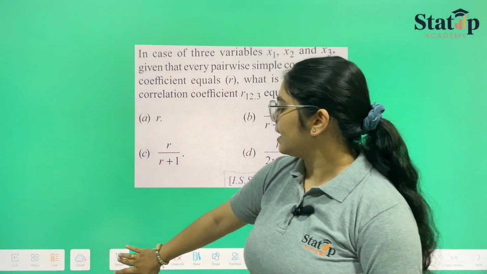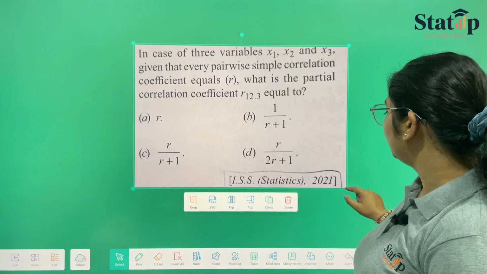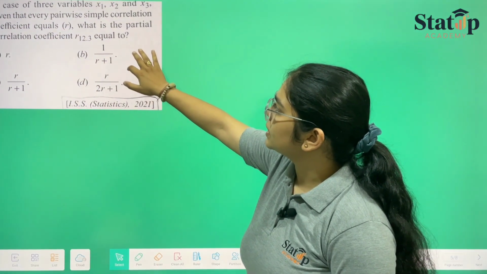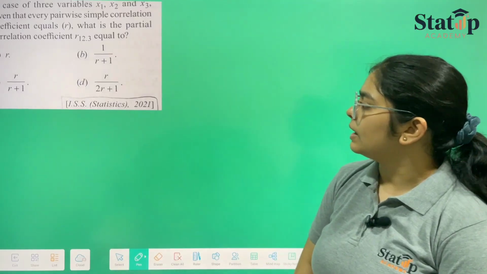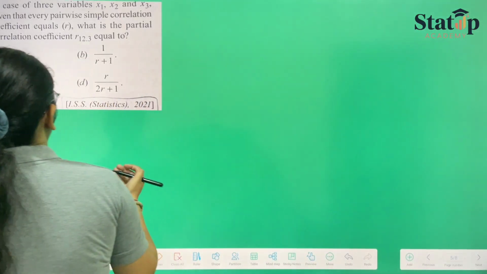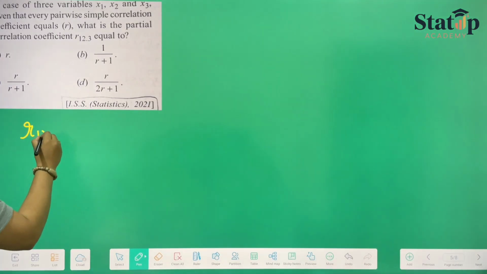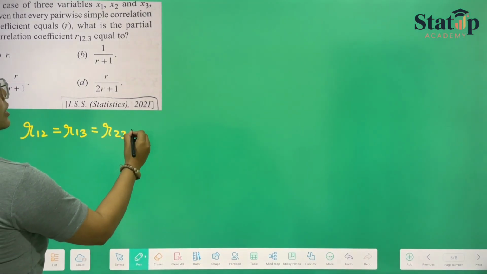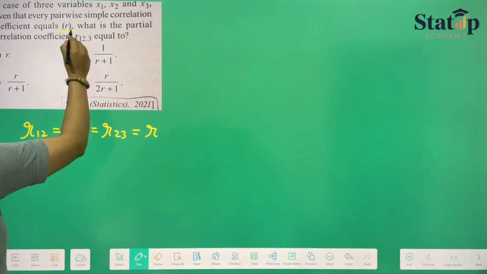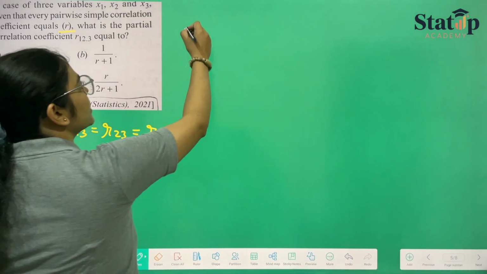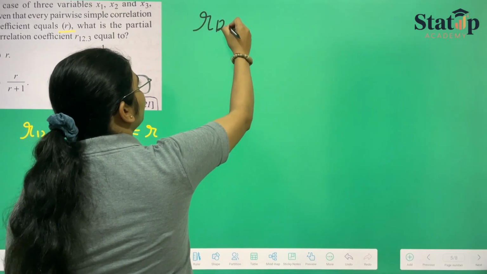So this is your ISS PYQ of 2021. Here three variables x1, x2 and x3 are given, and every pairwise simple correlation coefficient is equal. So here they have given R12 is equal to R13 is equal to R23 is equal to R. Since they have given all are equal, what is the partial correlation coefficient? Here they have asked us about R12.3.